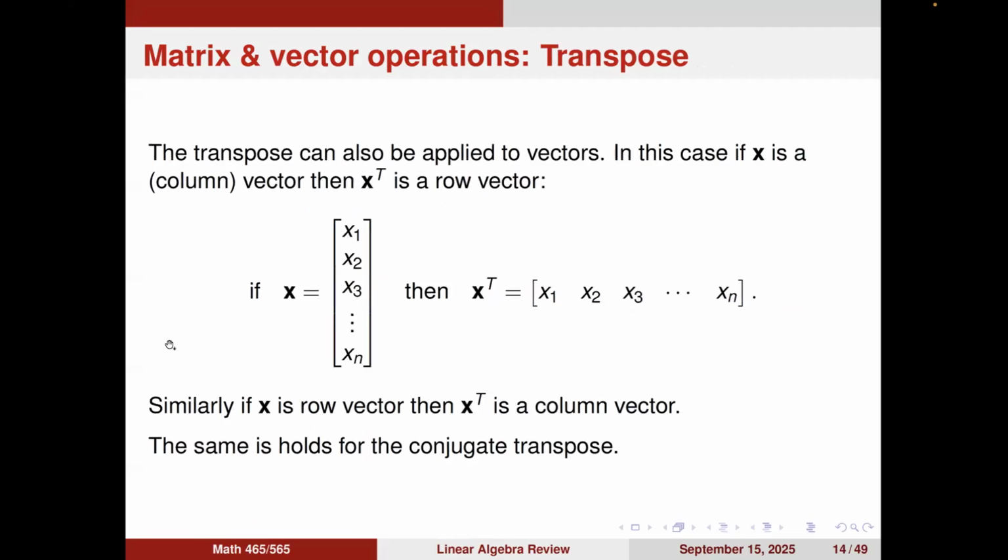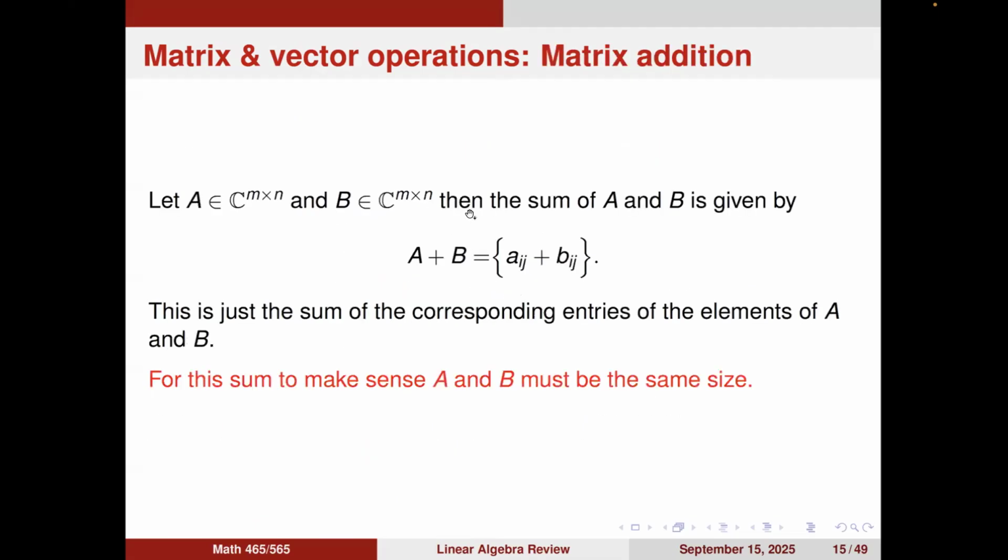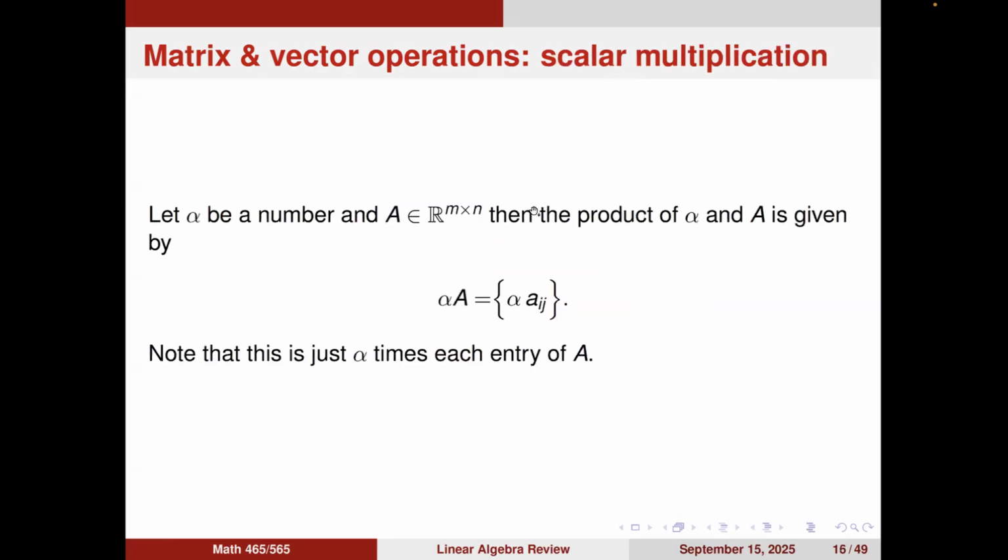We also note that transposes can be applied to vectors, and that if you transpose a column vector, it becomes a row vector, and vice versa. The addition of vectors is done in a fairly straightforward manner, where you add them term by term. And notably, in order for this to be well defined, the two matrices must have the same shape. Scalar multiplication, where alpha is a scalar and A is an m by n matrix, can also just be done term by term.